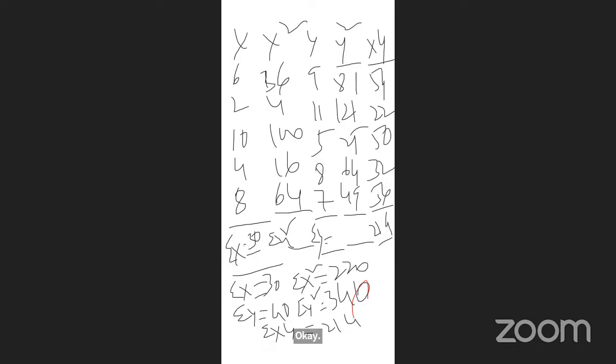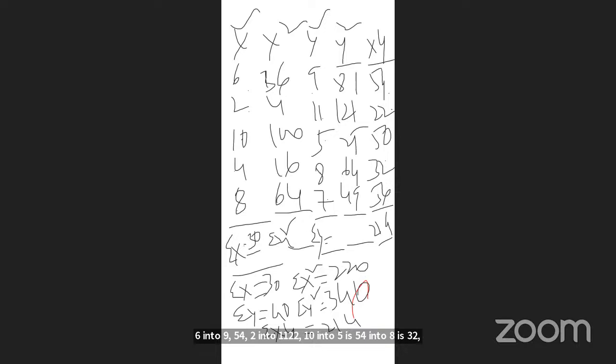So now, shall I rub this one? Have you copied all these values? Sigma X is equal to 30. Sigma XY, how did it come? Sigma XY is X into Y. I multiplied the original X and original Y. Column 1 is multiplied with column 3. 6 into 9, 54. 2 into 11, 22. 10 into 5 is 50. 4 into 8 is 32. 8 into 7 is 56.